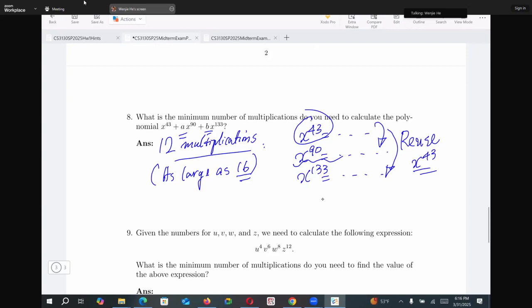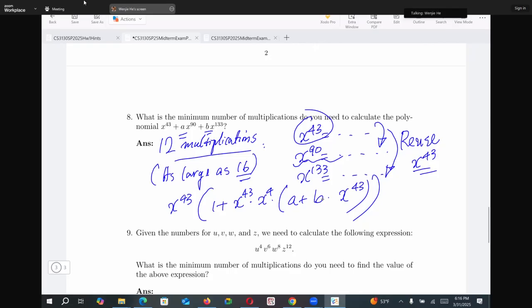The correct way is factorization. Do as much factorization as possible. Here, x to the 43rd, one factorization. Because you want to reuse x to the 34, then x to the 4th. Because after that, you have another. Then A plus B times x to the 43rd. This factorization.